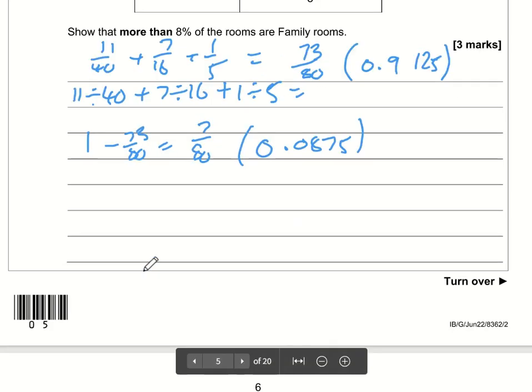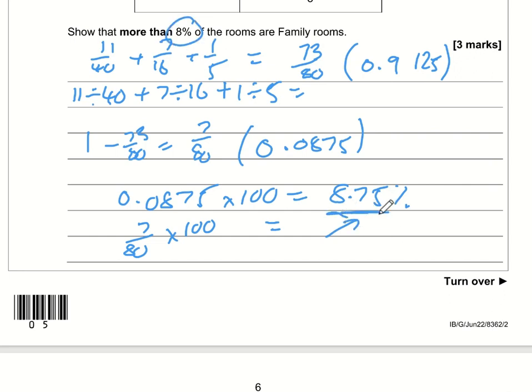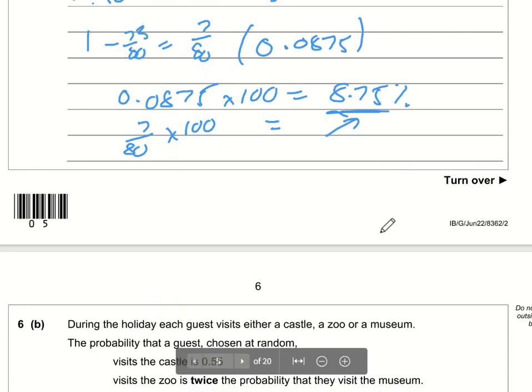Let me just scroll down a little bit first. So we have 0.0875 multiplied by 100, so that is 8.75%. Alternatively, if you're converting the fraction into a percentage, it's 7 divided by 80 multiplied by 100, which will still give us 8.75%, and we have shown therefore that more than 8% are family rooms.